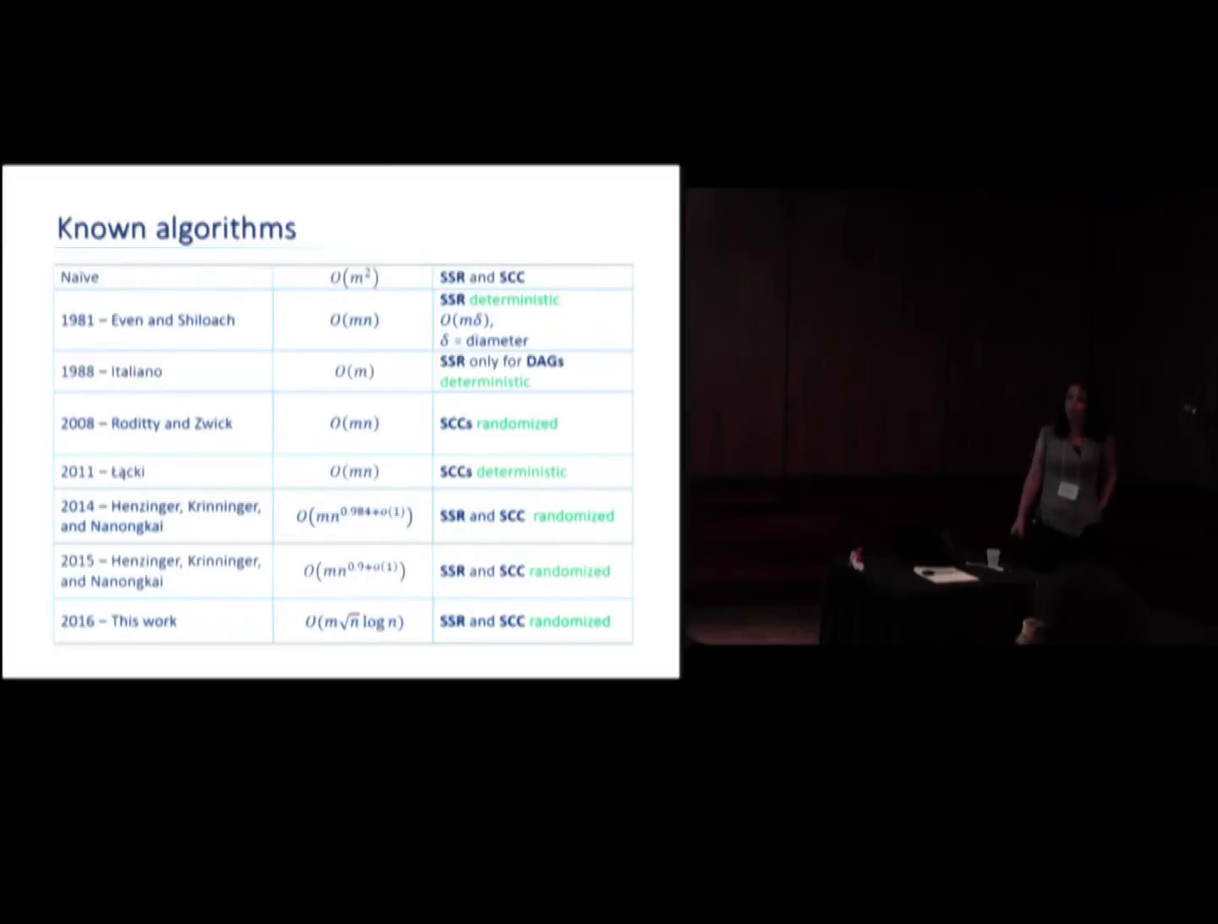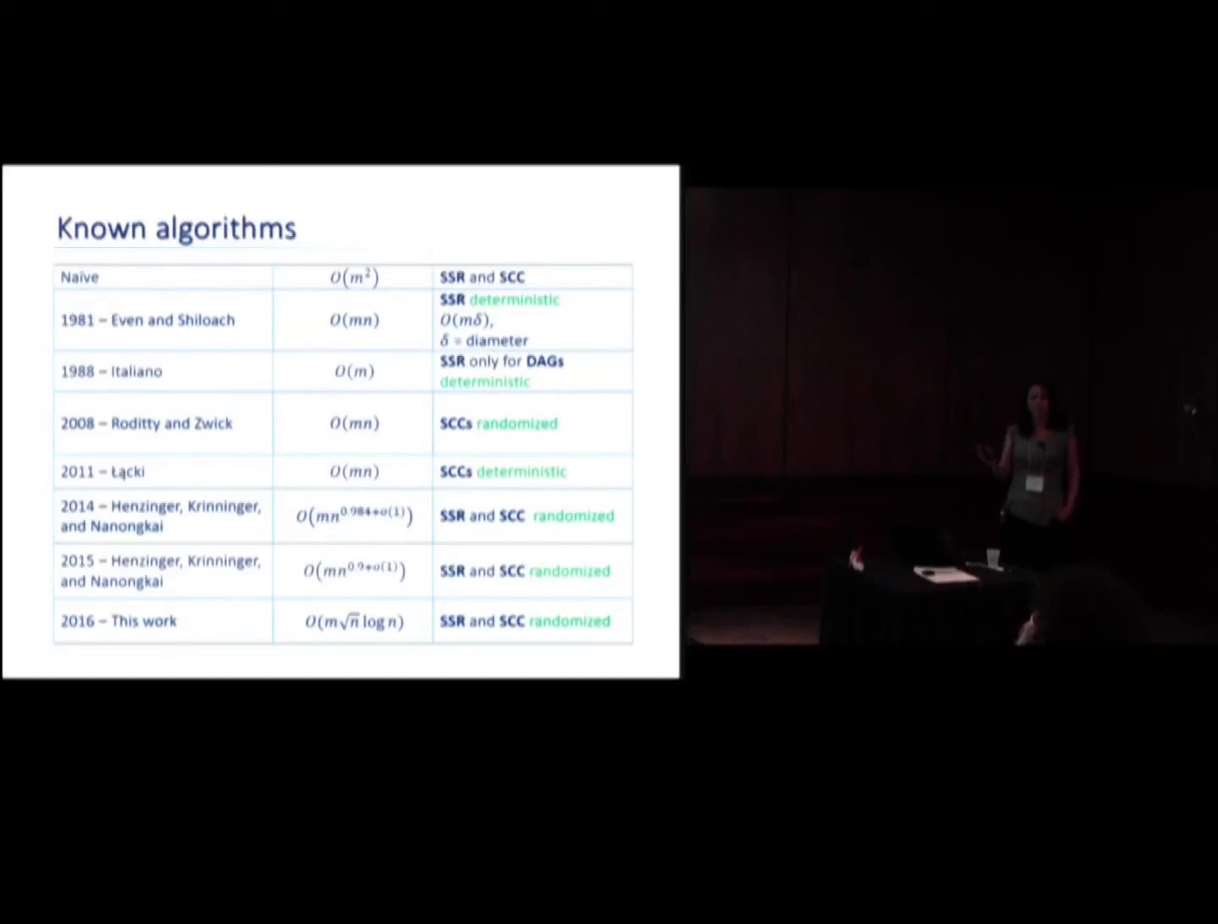The first non-trivial solution was given in '81 in a seminal work by Even and Shiloach, who showed that we can do that in mn time. That was for single source reachability, but they actually showed something more general. They showed that you can maintain the single source shortest paths in mn time, or more specifically, if you care only about distances up to delta, then you can do that in m delta time.